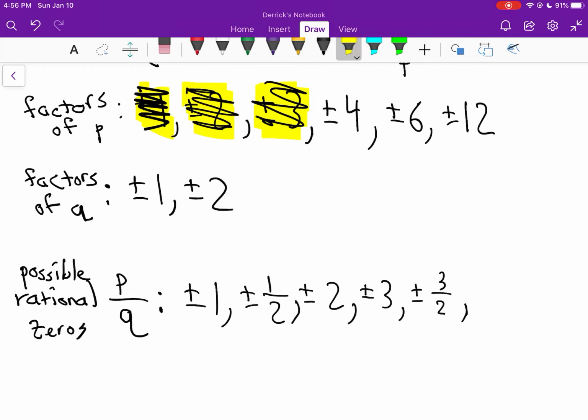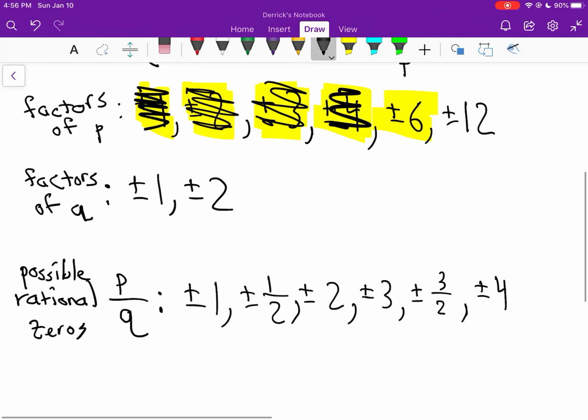Now that I'm done with 3, I'll move on to 4. 4 divided by 1 is 4. 4 divided by 2 is 2. And we've already written that, so I don't need to write that part. Done with 4. Now I'll take 6 divided by my two factors of q. 6 divided by 1 is 6. 6 divided by 2 is 3. And once again, we already have 3 in our list, so I don't need to rewrite it.